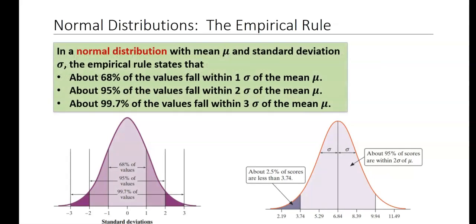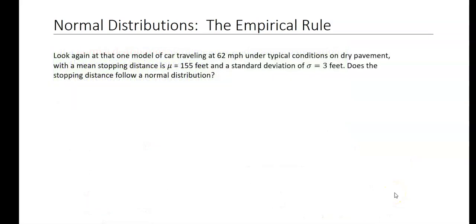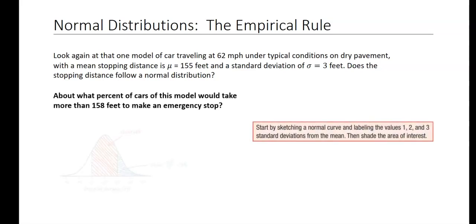And does it make sense that on the left side, there'll be 2.5% to the left? On the right side, there'll be 2.5% to the right, approximately. Look again at the model. What percent of cars would, so if you drew it out, you go, okay, 68% of the cars are within one standard deviation. That's between 152 and 158 there.